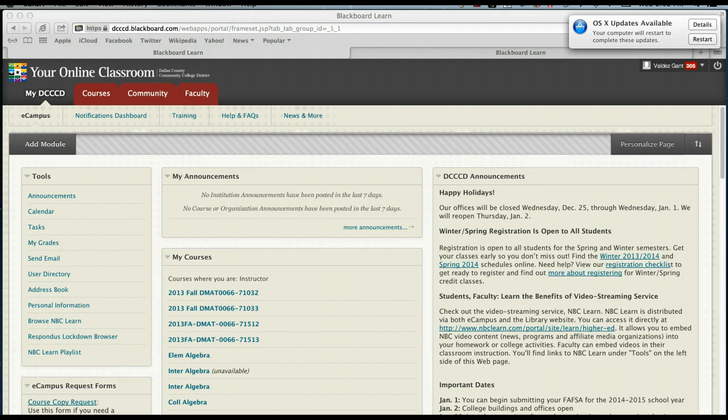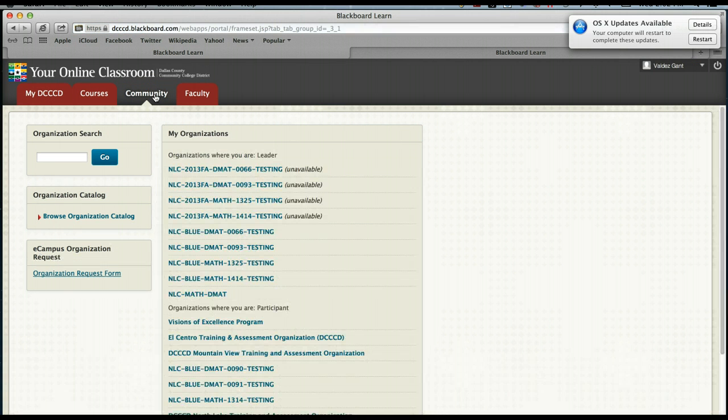So the first thing that you need to do is log on to eCampus, just like I've done here. Now that I'm here, we need to go to the community. So this will be this tab here. We'll click on that. I have several different testing communities here, but the one that you're looking for is right here, NOC-blue-math-1325 testing. So this particular one here, okay?